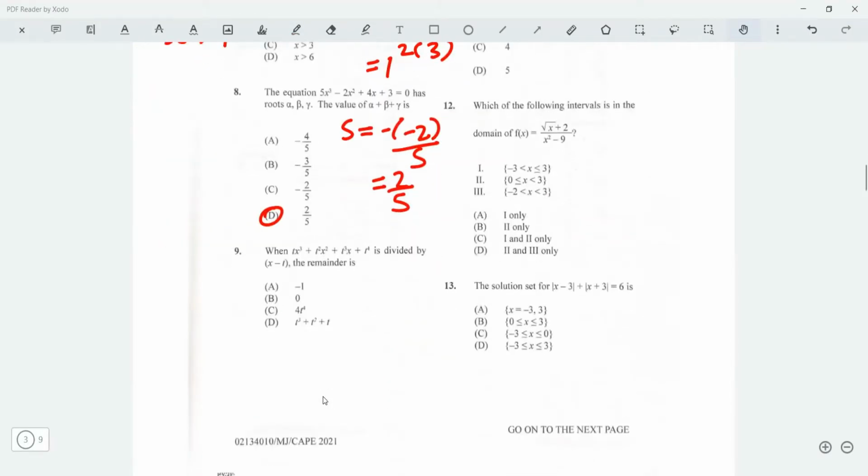Question 9 is a big repeat. I don't remember from which year, but I just know it is 4t to the 4. This is a big repeat. Absolutely big repeat.